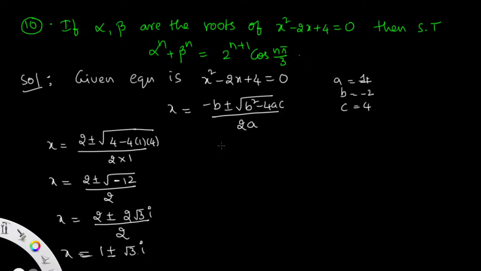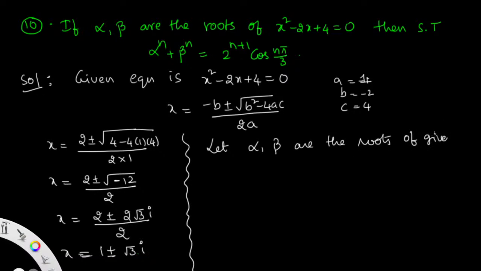Now the roots of the given quadratic equation: let the two roots be named alpha and beta. Let alpha, beta be the roots of the given equation. Therefore alpha equal to 1 plus root 3i and beta equal to 1 minus root 3i.